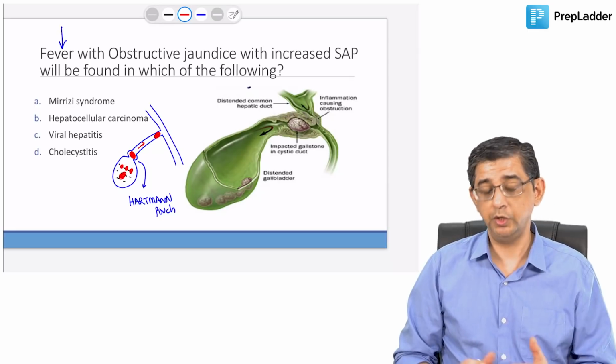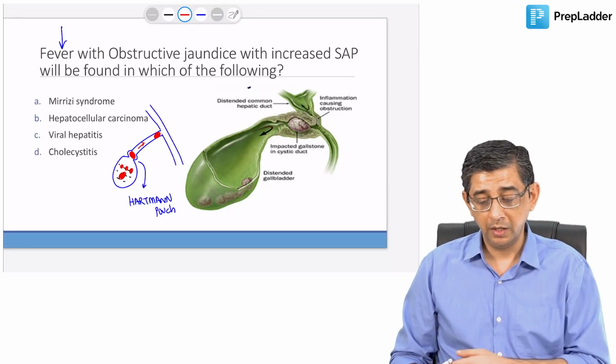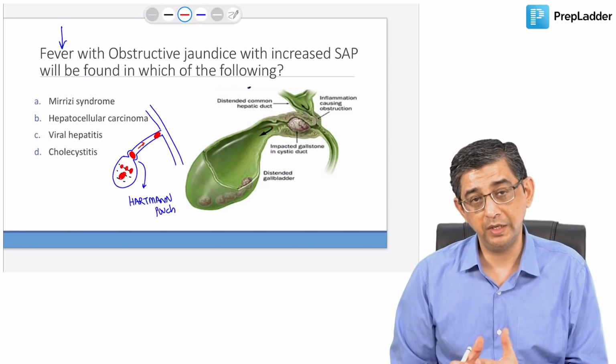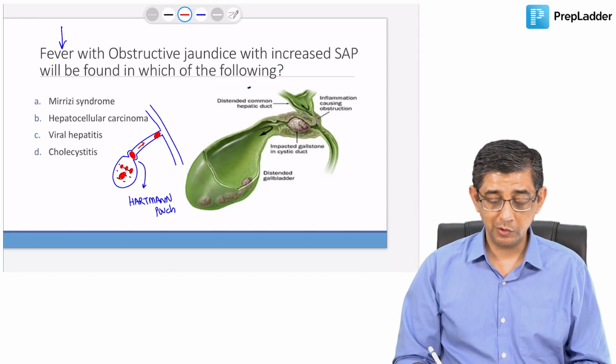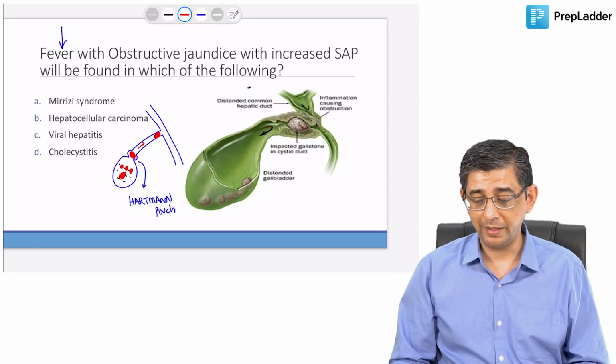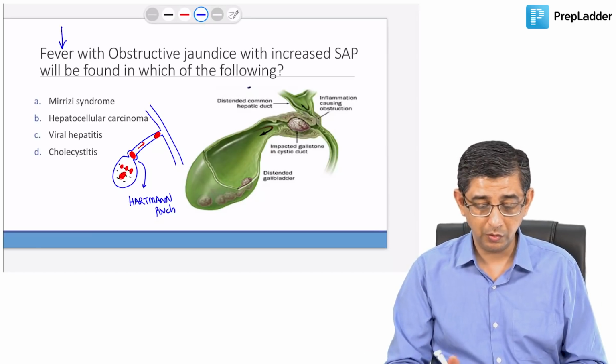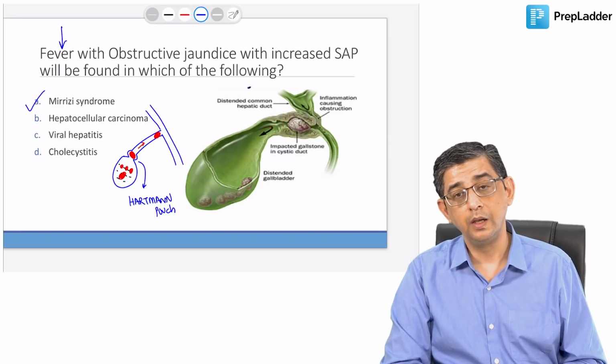The person will present to you with right upper quadrant pain. There could be obstructive jaundice manifestations, and obstructive jaundice always has an increased serum alkaline phosphatase. This presentation where the stone is impacted in the distal CBD or maybe in the Hartmann pouch is what is technically called Mirizzi syndrome.